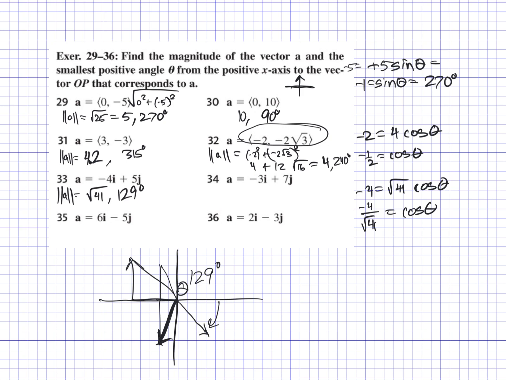So I want to teach you something here. This is your x and that's your y on 33. So why not just do the arc tangent of 5 over negative 4? Put that in your calculator and you get negative 51 degrees. Now remember, tangent is a 180 degree value to look at. So one's positive, one's negative.